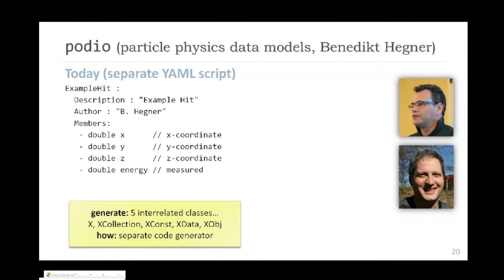Right now he has a YAML script, with an example on the left-hand side of what you would write. And what this does is he runs it through a separate compiler, and it emits 5 C++ header files, one each for example hit, another for example hit collection, and then 3 more: example hit const, example hit data, example hit obj, which are interrelated class types with all sorts of boilerplate.